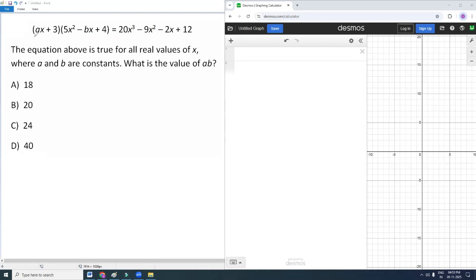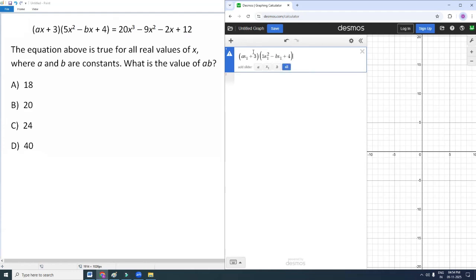In that case, when I take this equation as input, for each x I have to use x1, and instead of the equal sign I have to use a tilde sign in Desmos. Okay, now let me take this equation as input in Desmos. That is a times x1 positive 3. Then we have 5 times x1 and it has to be squared negative b times x1 positive 4.